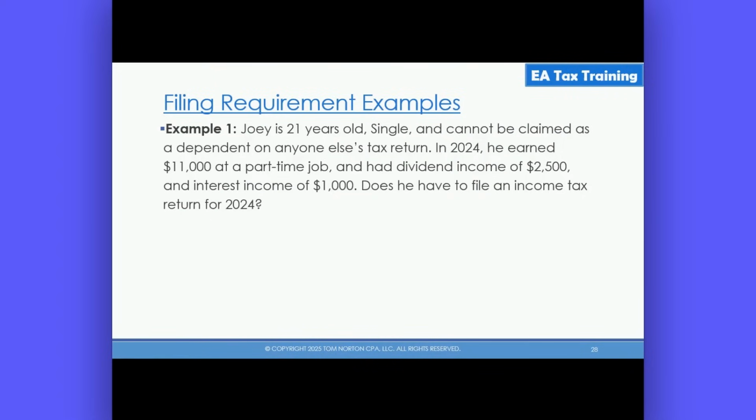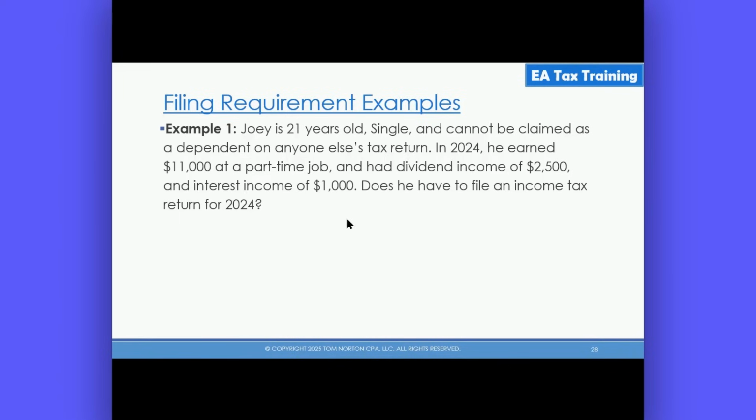So let's do a couple of examples of filing requirements so we can get a feel for some of the types of questions that you might see on the EA exam. So first, Joey is 21 years old. He's single and he cannot be claimed as a dependent on anyone else's tax return. In 2024, he earned $11,000 at a part-time job, and he had dividend income of $2,500 and interest income of $1,000. Does he need to file an income tax return for 2024?